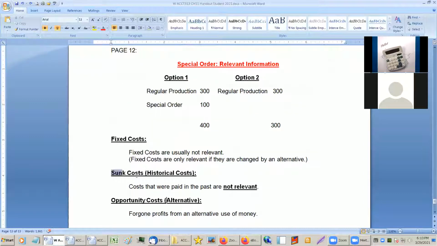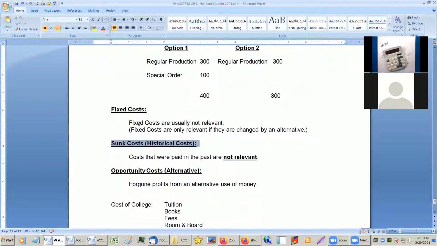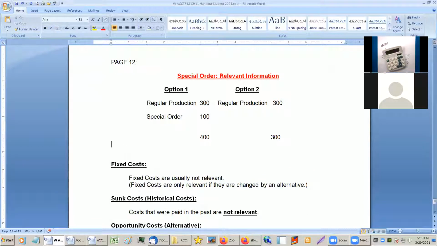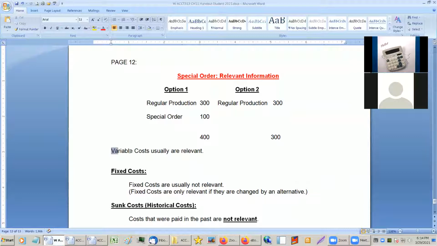Okay, so the big one here is sunk costs, not relevant. Generally speaking, fixed costs aren't going to be relevant. If they're variable costs, they usually are. Just put that in here somewhere. Well, fixed costs are not relevant. Variable costs usually are. Variable costs. I'm sorry, guys.